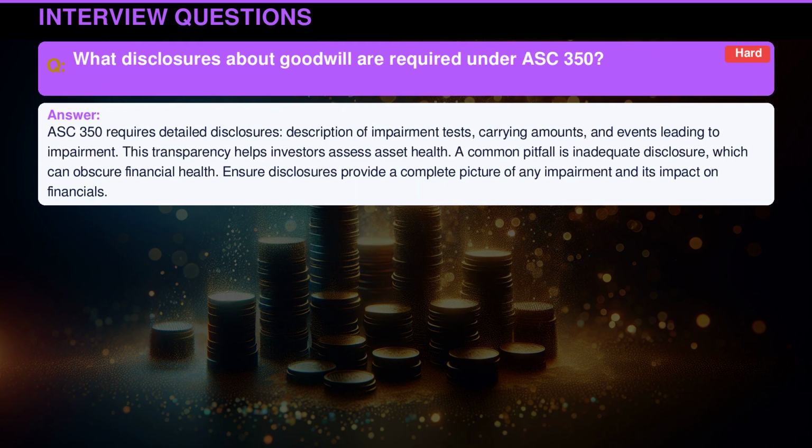ASC 350 requires detailed disclosures, description of impairment tests, carrying amounts, and events leading to impairment. This transparency helps investors assess asset health. A common pitfall is inadequate disclosure, which can obscure financial health. Ensure disclosures provide a complete picture of any impairment and its impact on financials.